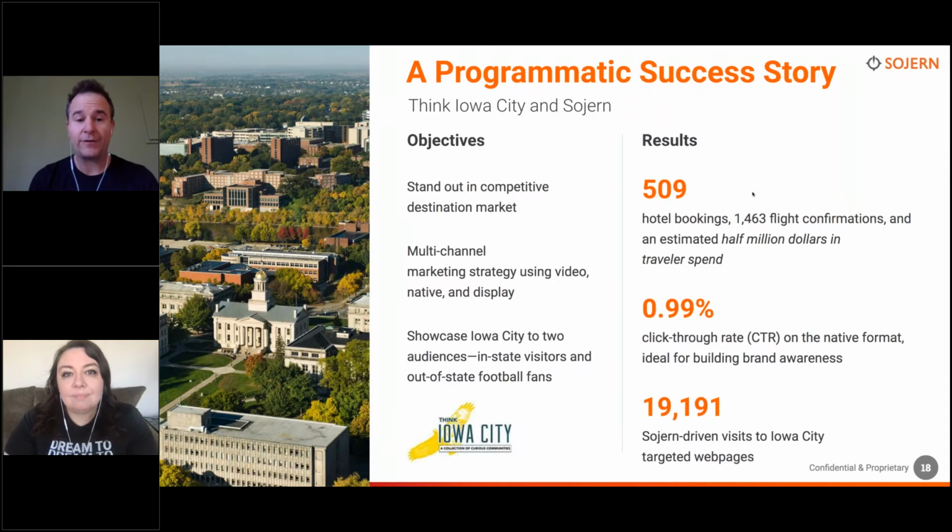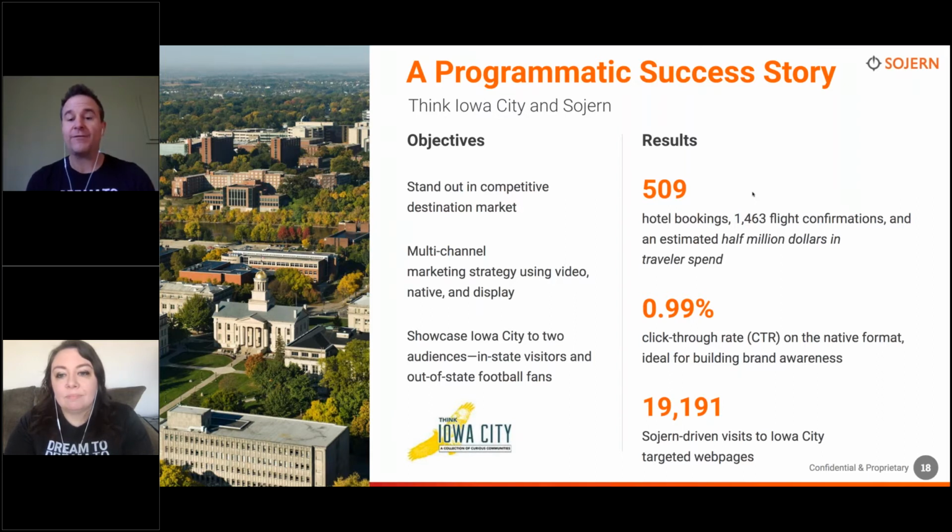Stand out in a competitive destination market. How do I do that with a multi-channel strategy using video, native, and display? And they have both of their audiences, the in-state visitors and the out-of-state football fans, and that can be very similar for my drive market and then my out-of-market visitors coming into my city for my hotel. And you can see all the hotel bookings and the flight confirmations and the estimated spend that we were able to drive for Iowa City.